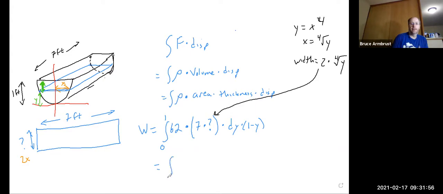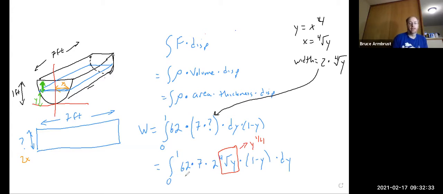So we're going to have the integral from 0 to 1, 62 times 7 times 2 fourth roots of y times 1 minus y times dy. And now that's all in terms of y, so we can go ahead and do this integral. Obviously, when you do this integral, you want to change this fourth root of y into y to the 1/4. Distribute it through. You're just going to have power rule to do, and all of these numbers, the 62, 7, and 2, can all come out front.